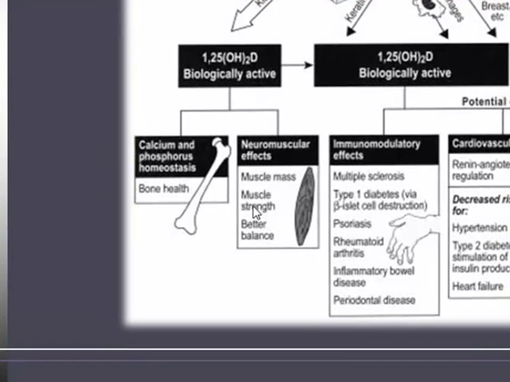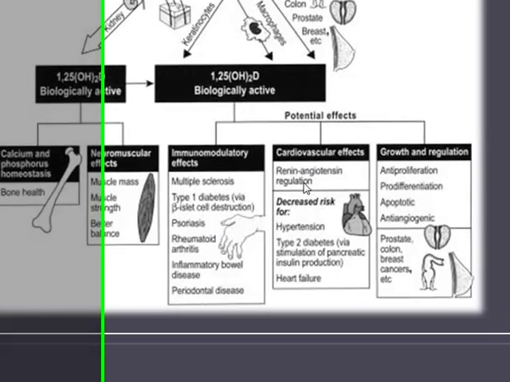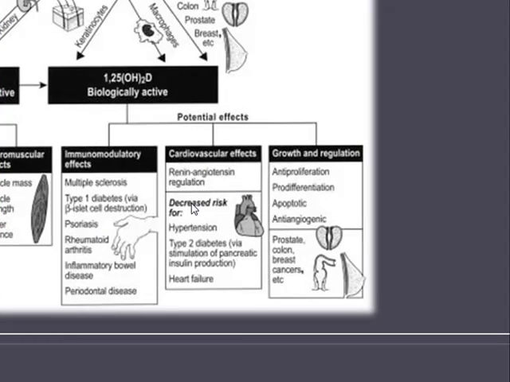You can see that it's very important for maintaining muscle strength, muscle mass, as well as balance. And then its immune modulating effects: a deficiency of vitamin D contributes to autoimmune disease. So you can see a number of those different conditions listed here. As well, vitamin D deficiency can lead to high blood pressure, type 2 diabetes, and heart failure. And then again, we now know there are more than 20 types of cancer that have been associated with vitamin D because of its anti-proliferative and apoptotic effects.